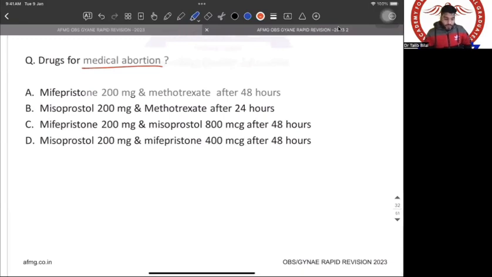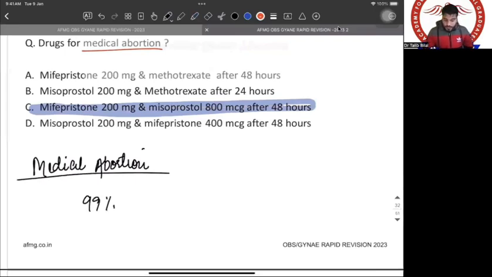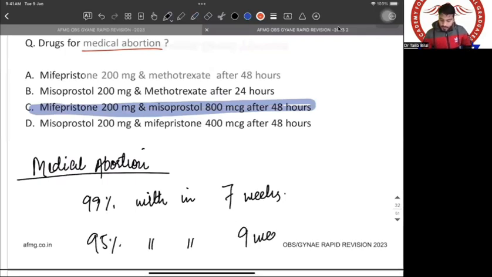Anyway, the drugs that we use for medical abortion are mifepristone 200 mg and misoprostol 800 micrograms after 48 hours. So these are the medical abortion drugs, guys. Let me write them down. About this medical abortion, it's 99% successful if done within the first 7 weeks, and 95% successful if done within the first 9 weeks.